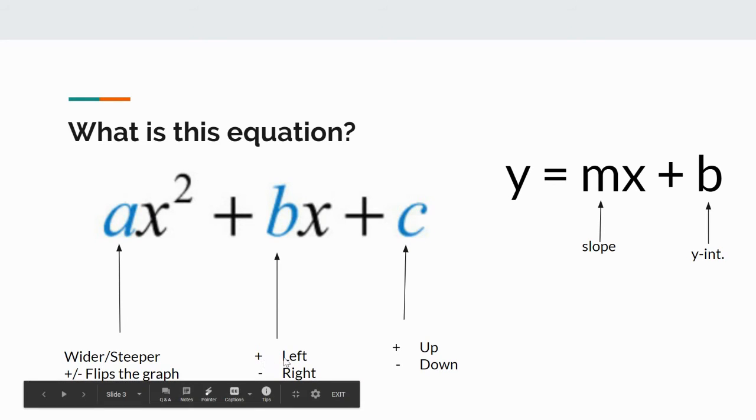If it's positive, it moves it to the left. If it's negative, it moves it to the right. So that's kind of flipped. And then the C value, just like the B value, is the y-intercept. If the C value is positive, it moves up. If it's negative, it moves down.